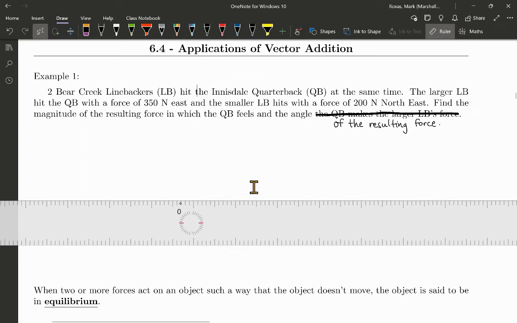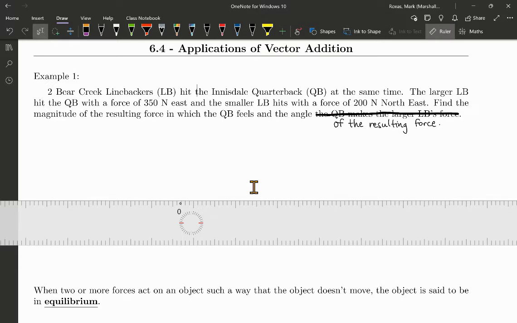Okay, so in this lesson 6.4, we're going to look at applications of vector addition. We're going to go through some examples of application problems where we're going to create vectors and try to add the resulting vectors and find the resultant. This is going to require more use of trigonometry beyond what we've done in the past. We've done Pythagorean theorem and trig ratios, but we're going to be looking at things like sine law and cosine law as well. So here is example one.